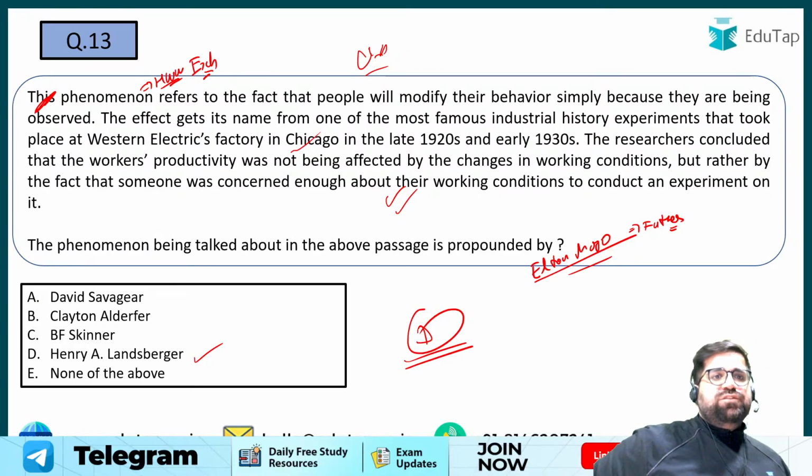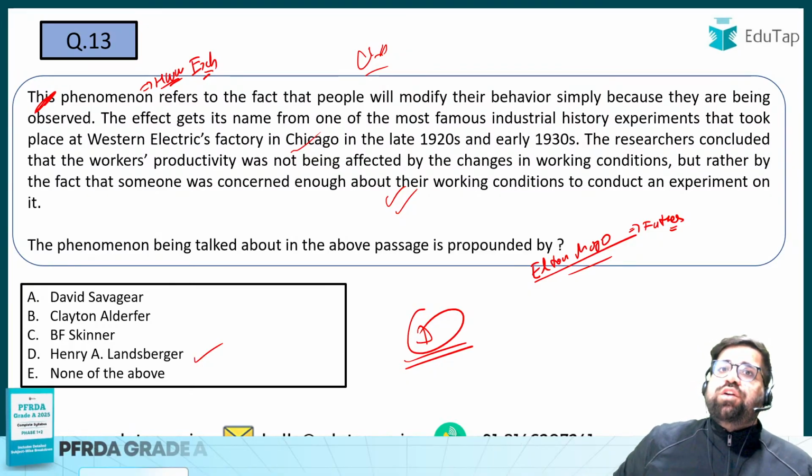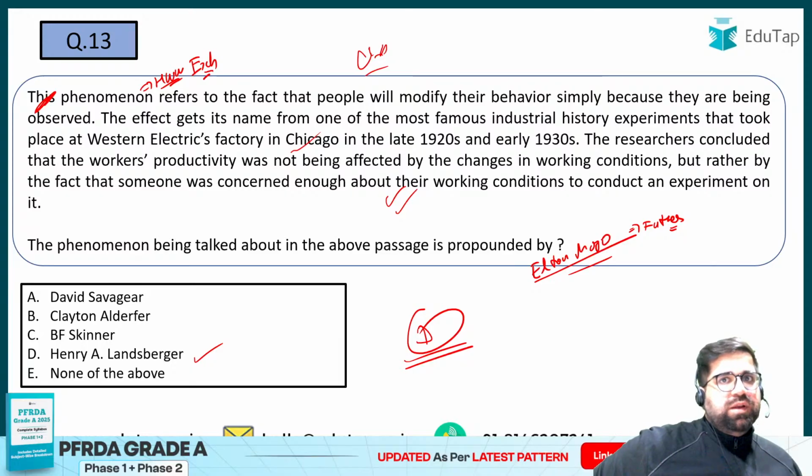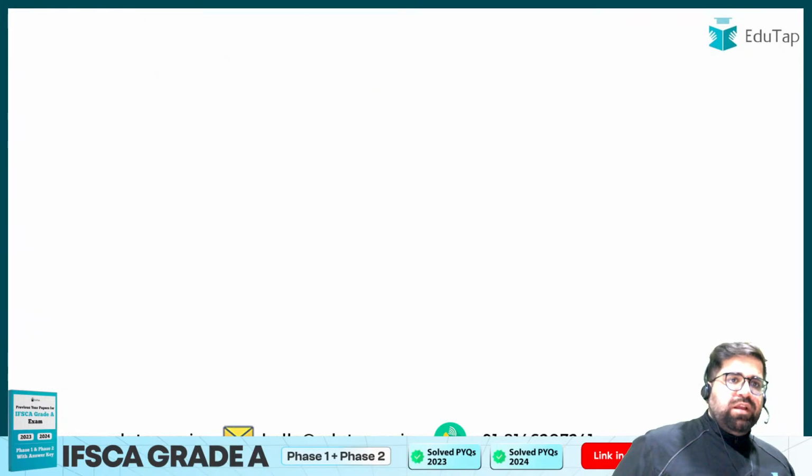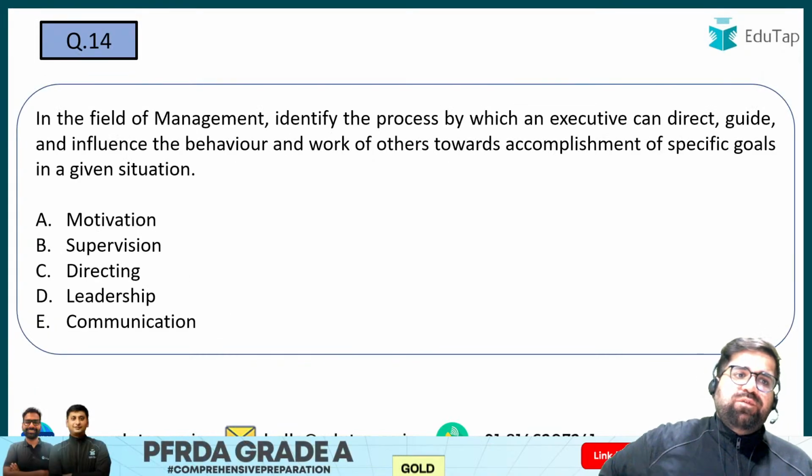Okay, so the phenomena which we were talking about was the Hawthorne experiments, which were conducted in Chicago, USA, right? But this particular experiment was conducted by the team of Elton Mayo and Henry A. Landsberg. Cool. Now moving forward to the next question, question number 14.